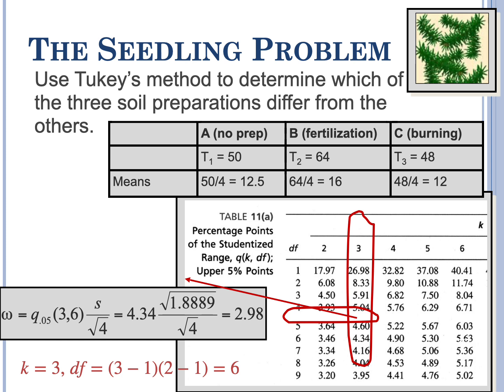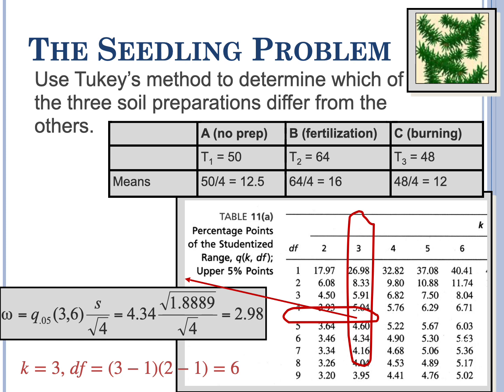The second degree of freedom is the degree of freedom of error, which is 3 minus 1 times 4 minus 1. Here is a typo, sorry for that. It's K minus 1 times B minus 1, so it's 2 times 3, which is 6. Okay, so we can find the critical value by checking K equals 3 and degrees of freedom equals 6, and the critical value is 4.34. And S can be found as the square root of MSE, and B is 4. So multiplying these values, we have the margin of error, which is 2.98.